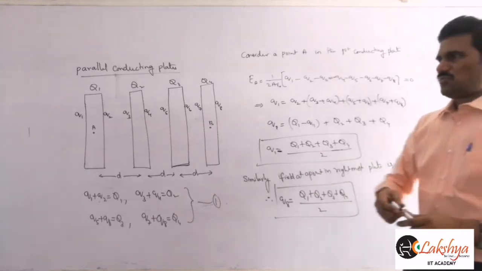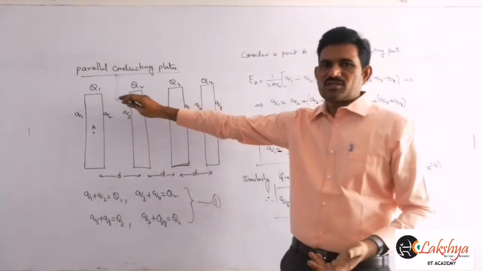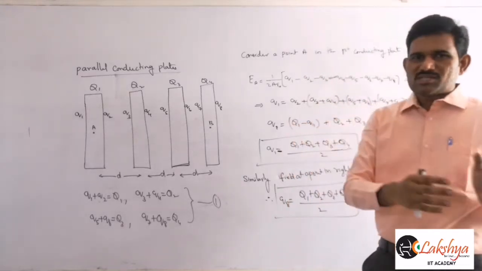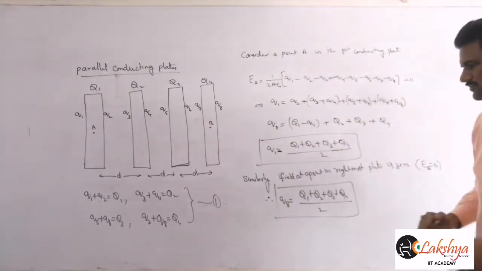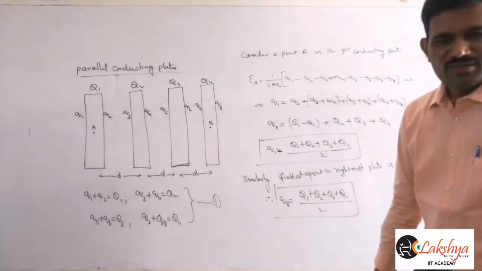If the charge, for example Q2, is negative, then you need to take the negative sign. If Q2 is not there, for example for the second plate no charge is given, then you should take 0. Whatever charge is given to the system, we need to consider that, right? So it is half of the total charge given to the system. That is one of the important points there.